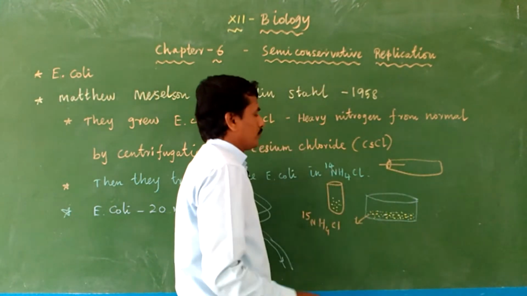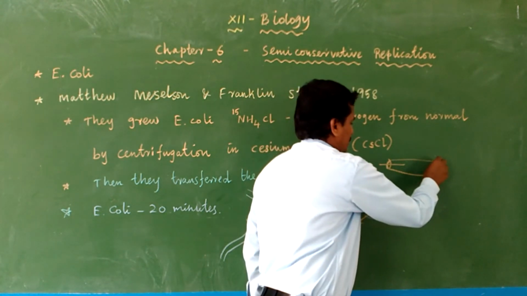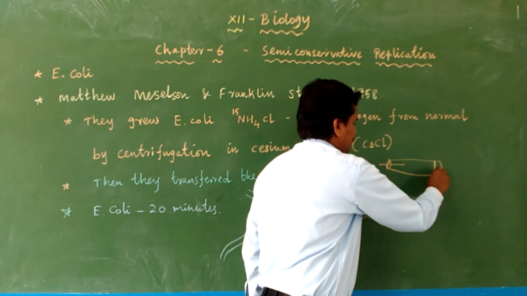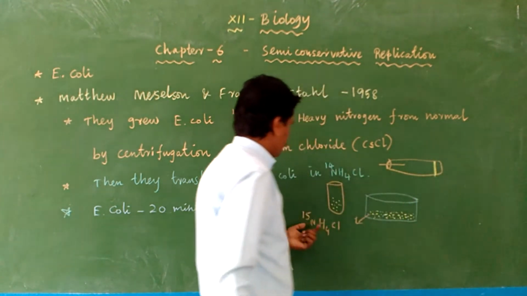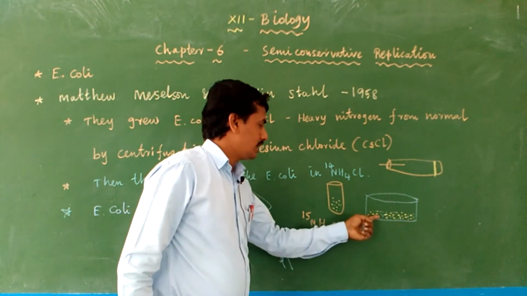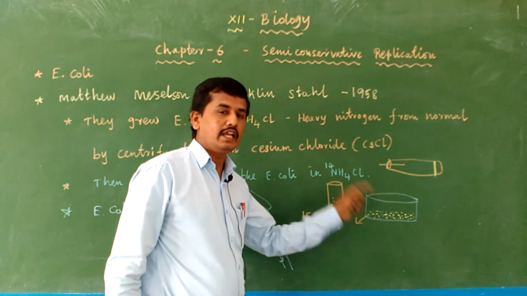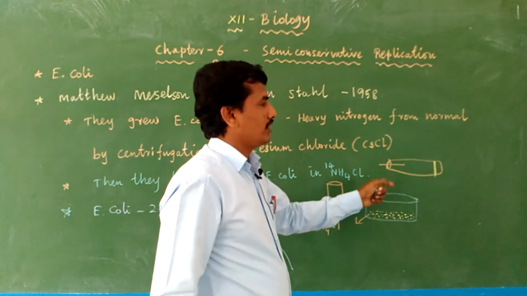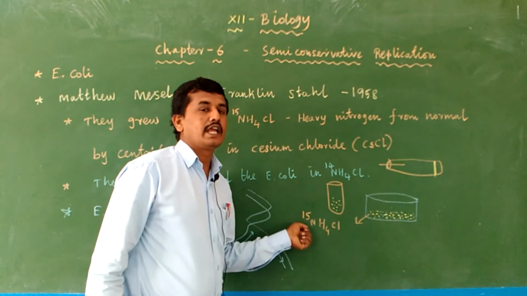In the centrifuge tube, we add ammonium chloride with nitrogen 15 to the particular substance. So the bacterial DNA also contains nitrogen 15 in its nitrogen bases. Normally only nitrogen 14 is present, but here we add nitrogen 15.